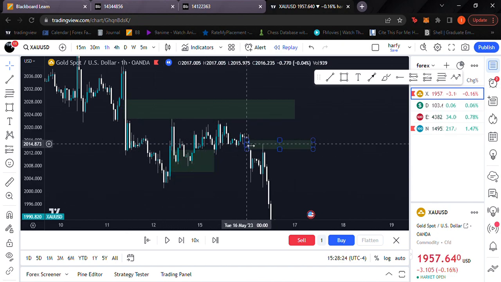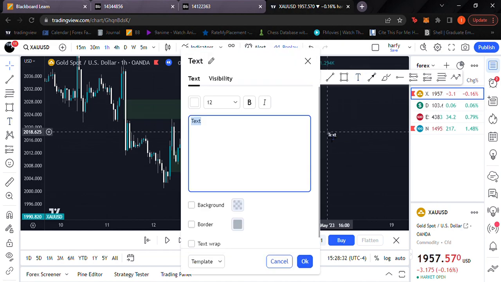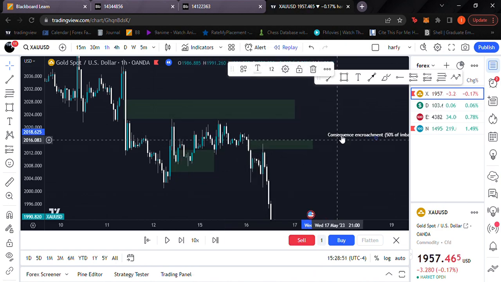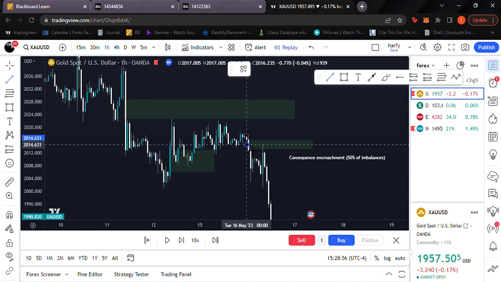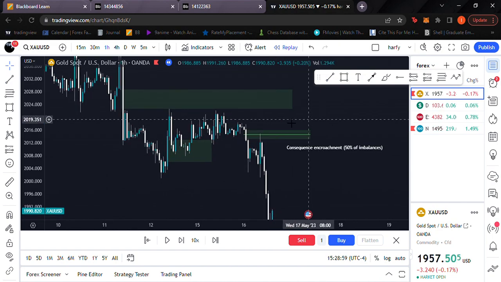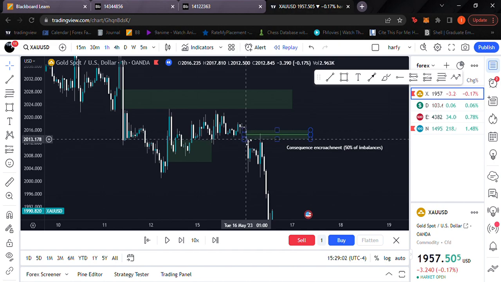So you can see here, price has returned to the consequent encroachment, which is the 50% level. This is the 50% level. I'm going to spell this terribly, but this is the 50% level of imbalances, places without any wicks. So price returned to the 50% level of this and then closed below the fair value gap.